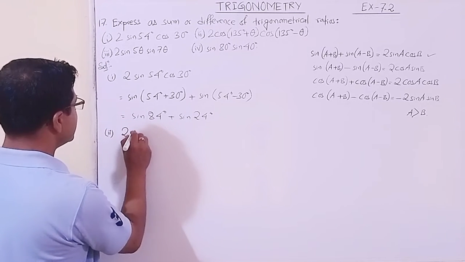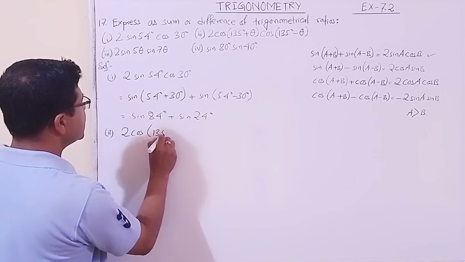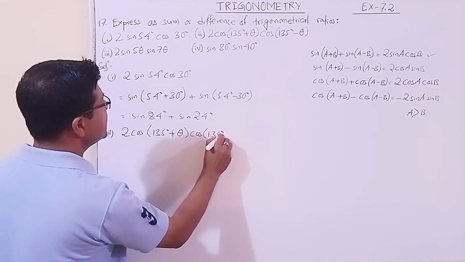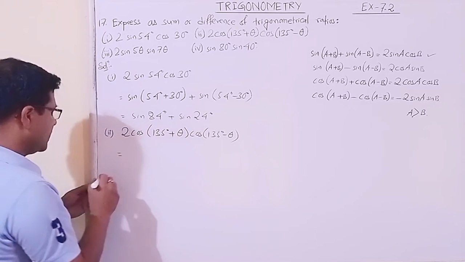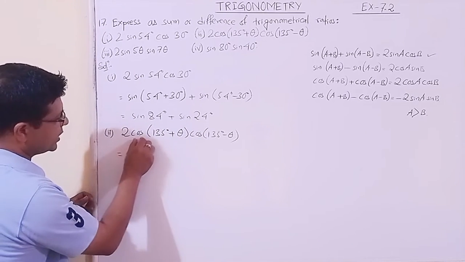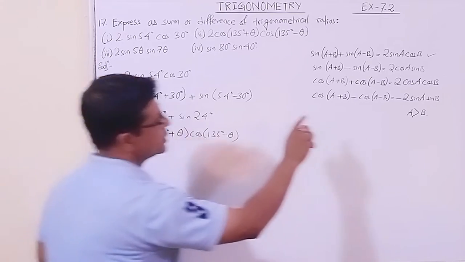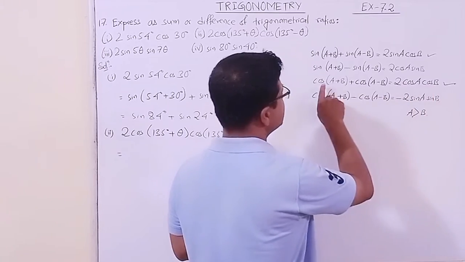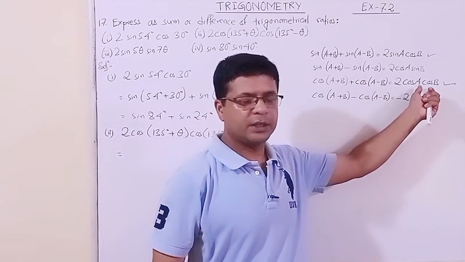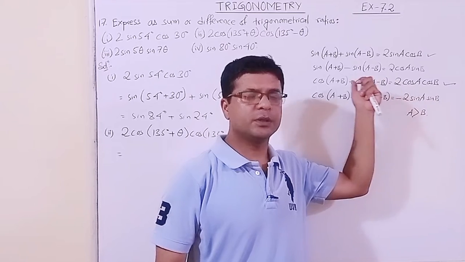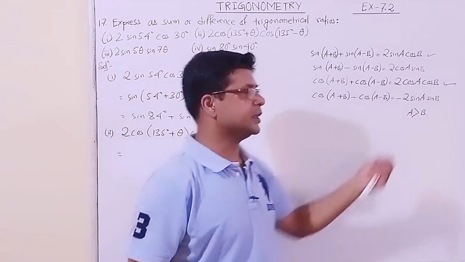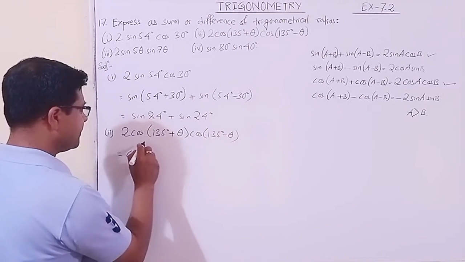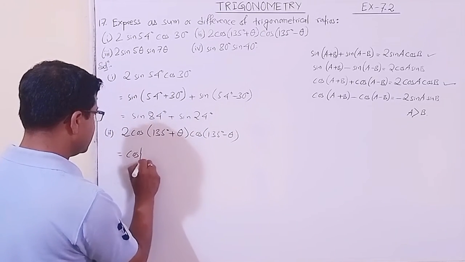What is that? Twice cos of 135 degree plus theta, cos of 135 degree minus theta. Now both the ratios are in the form of cos. You can check, twice cos. If it is in the form twice cos a cos b, it means cos of a plus b plus cos of a minus b. So let us write cos of a plus b at first.